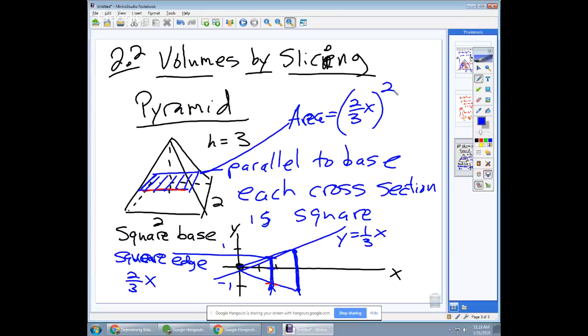Now, I'm going to turn that slice into a volume by giving it a little bit of thickness. Right? Does that line I drew have a little bit of thickness to it? Yeah. Very thin. I'm going to call that thickness dx. So if I take the area and multiply by a little bit of thickness, I now have a little bit of volume.